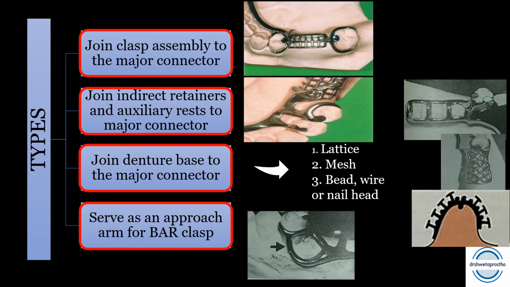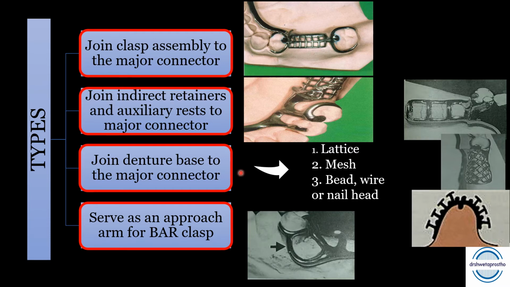Now we come to the types of the minor connector. We have four types. First is the one which joins the clasp assembly to the major connector. This part is joining the clasp assembly to the major connector. Then we join the indirect retainers and the auxiliary rest to the major connector. Auxiliary rest means the helping rest or the additional rest. This is the minor connector which is joining the clasp assembly to the major connector.